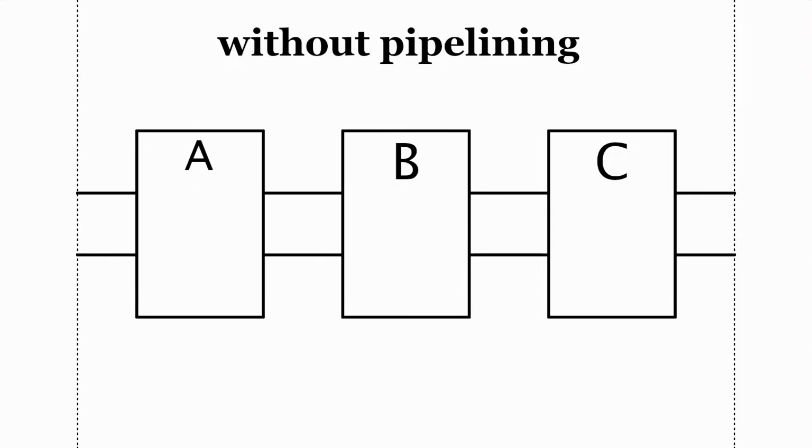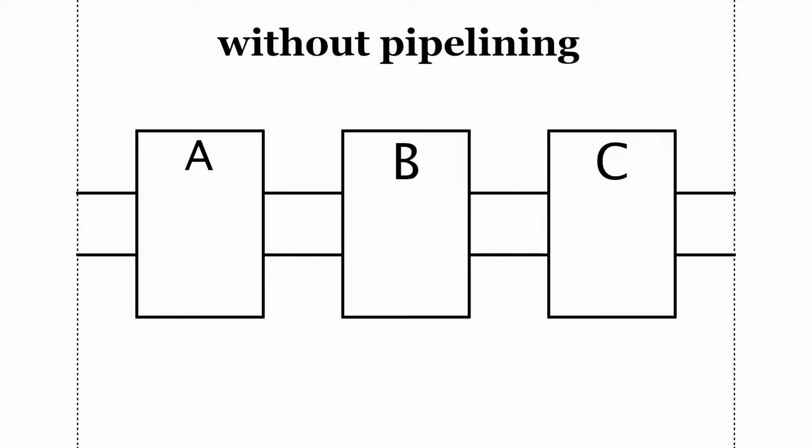If someone were to make a machine that did three things, A, B and C, to some input data, it would do A, then B, then C on the first set of data, then the next set of data goes through A, B and C as well. This isn't efficient though, as parts A and B do nothing while the data is being processed in part C.